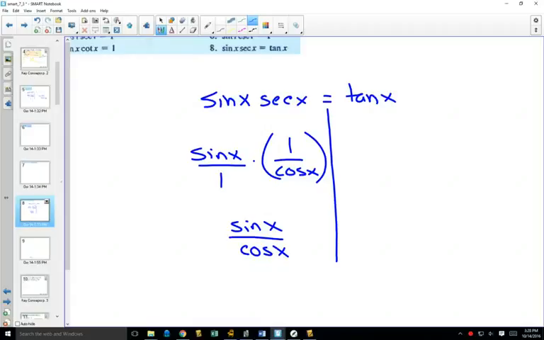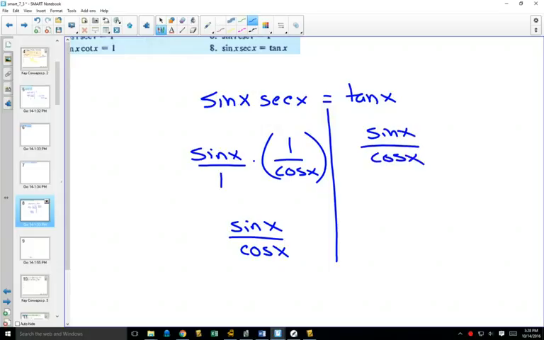Now you might be tempted to say I'm done right now, but we have to make the sides identical. So either, what's sine x over cos x equal to? You can either write tan x on this side, and then they'd be identical, or you could change this side to sine x over cos x. Either one, so let's say I change this side to sine x over cos x.